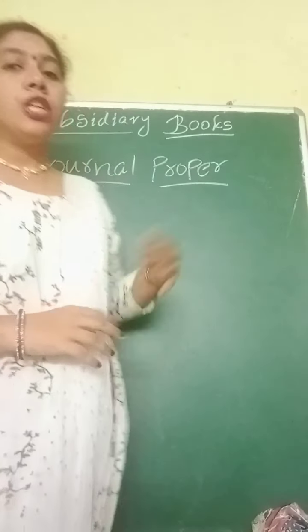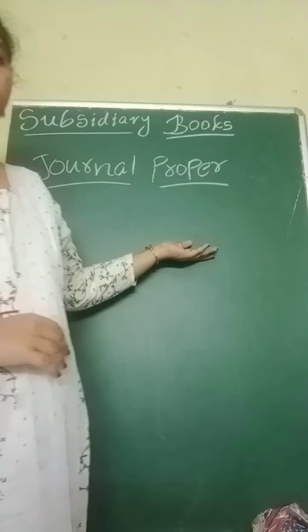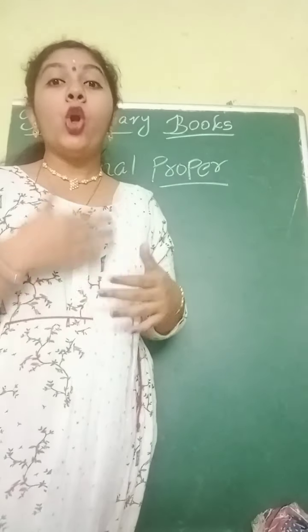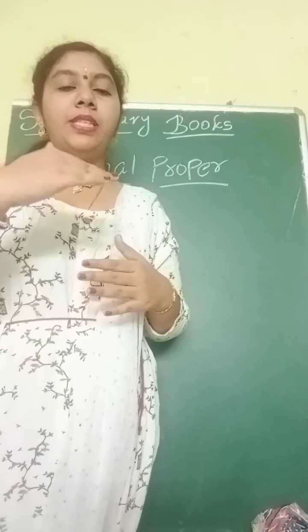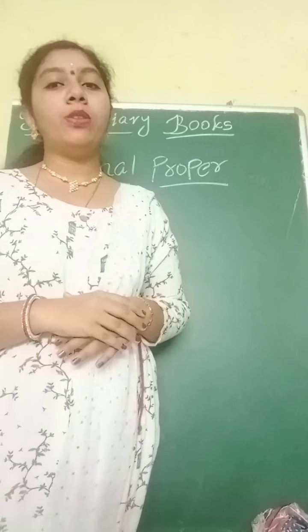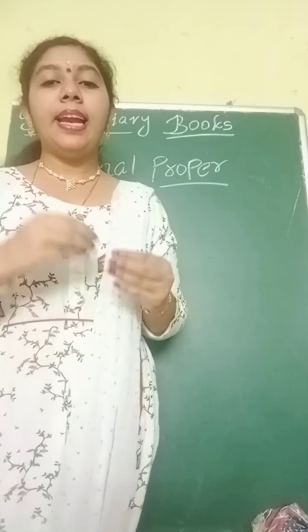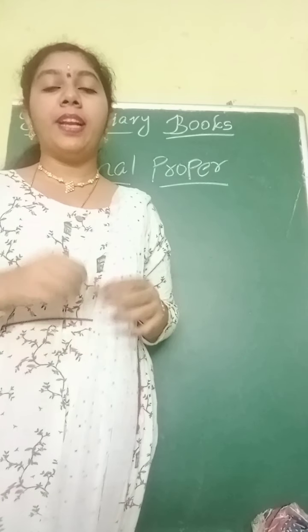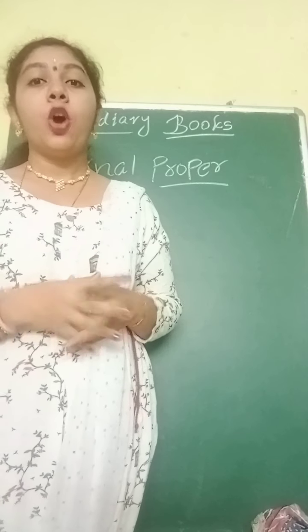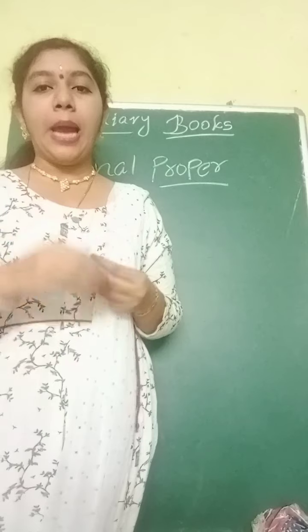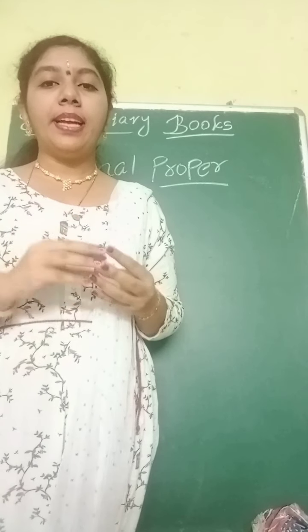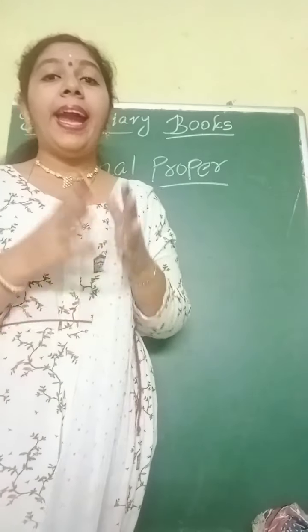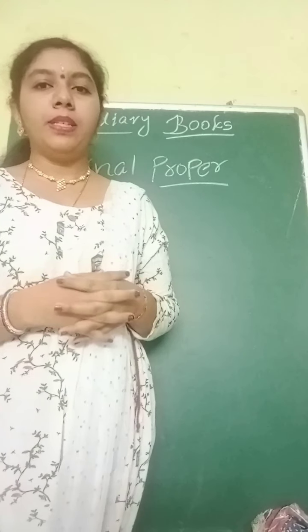And the eighth one is the journal proper. The elements which are not entered into the above seven subsidiary books will be entered into the journal proper. For example, rectification of errors and opening stock. These types of entries are entered into the journal proper. These are the eight categories of subsidiary books.